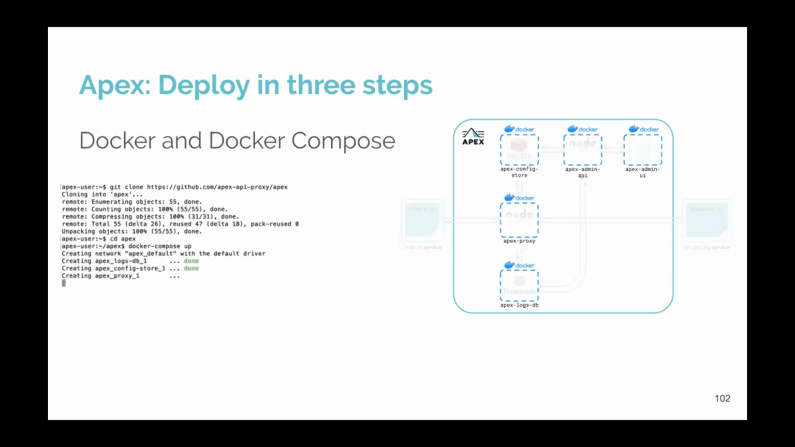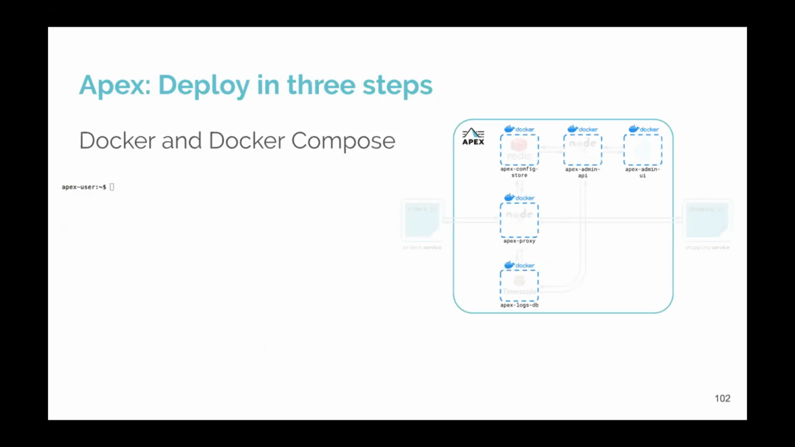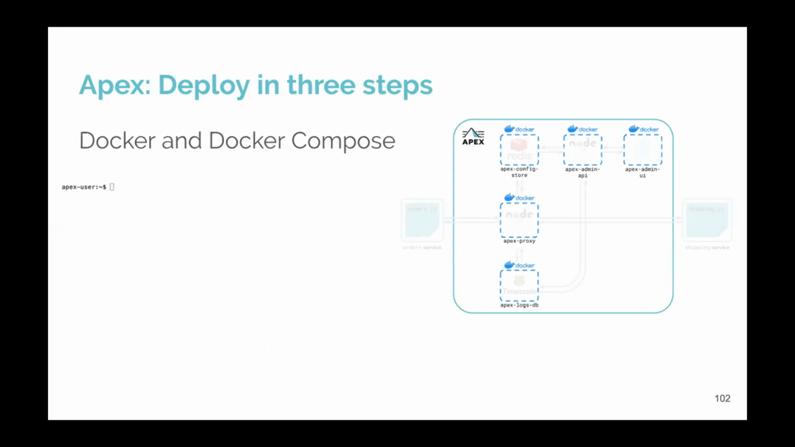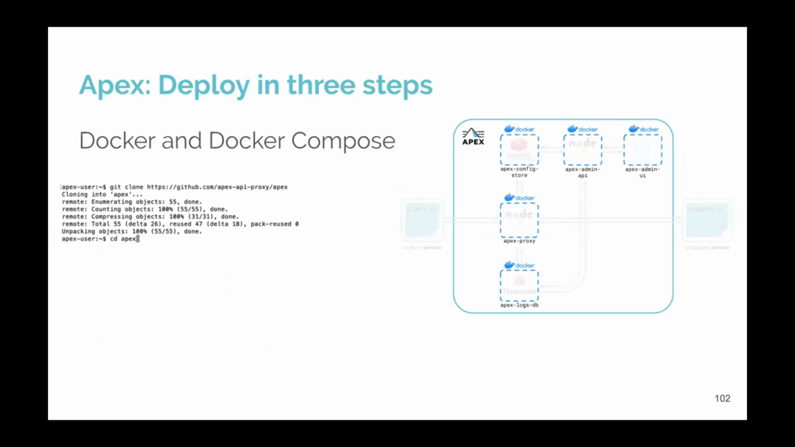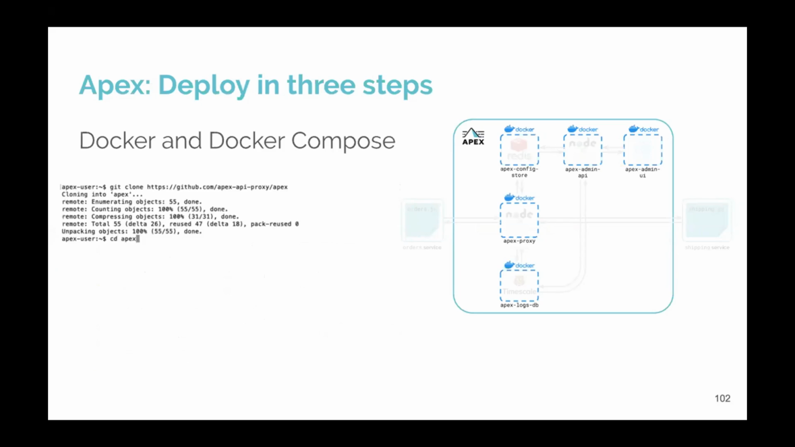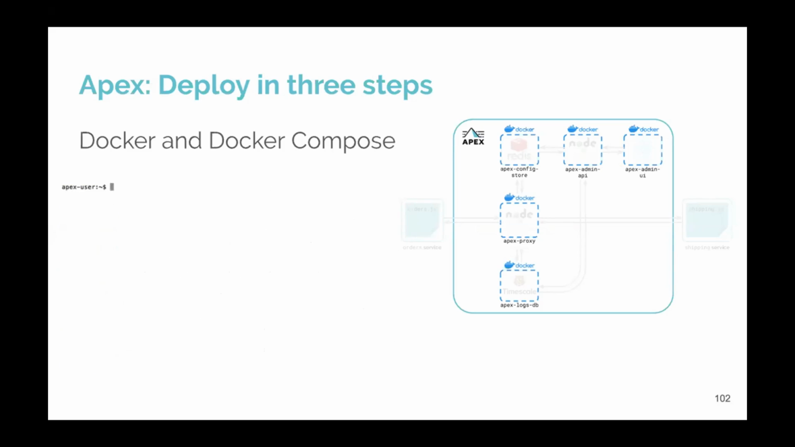We wanted the deployment story for the user to be as simple as possible. So we chose to deploy Apex using Docker and Docker Compose. Deploying Apex locally is as simple as cloning our repository, changing into the root directory, and running the Docker Compose up command.